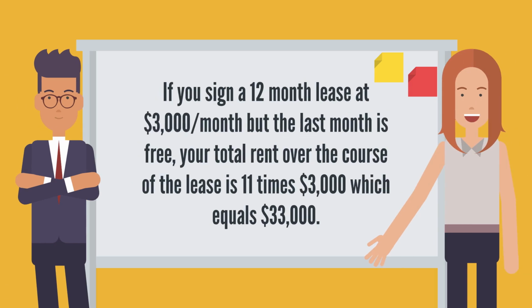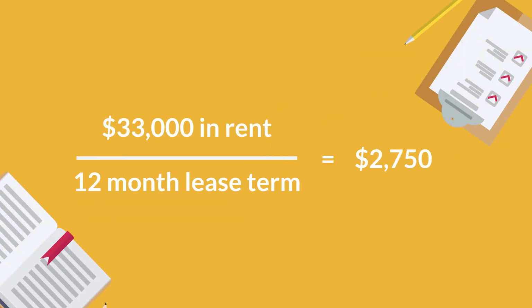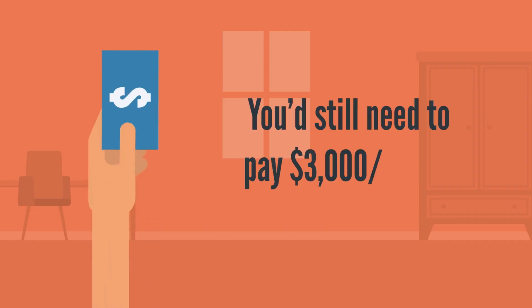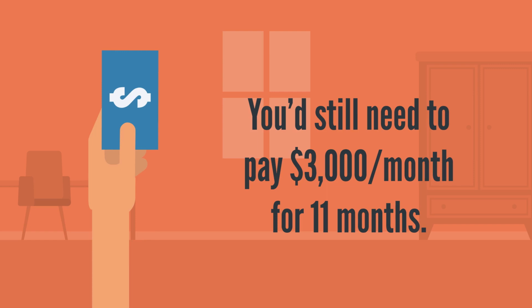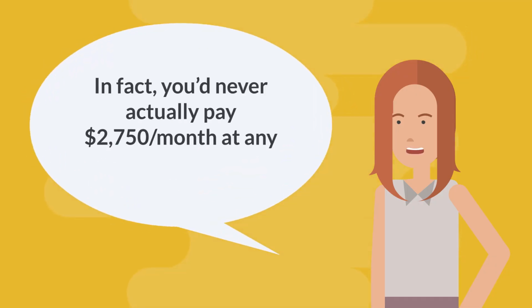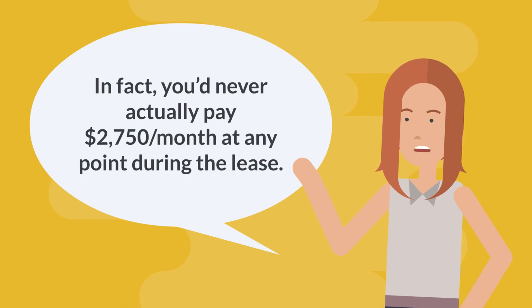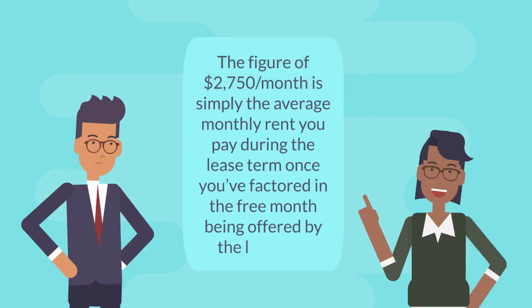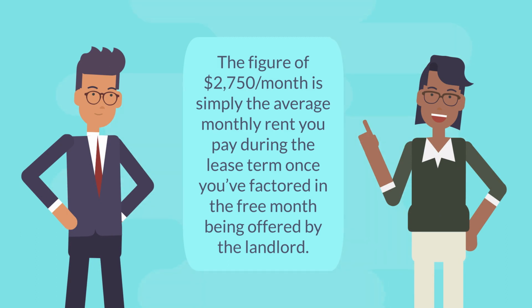How do I calculate gross rent from net effective rent? Here's an easy example. If you sign a 12-month lease at $3,000 a month, but the last month is free, your total rent over the course of the lease is 11 times $3,000, which equals $33,000. Dividing $33,000 in rent over the 12-month lease term gives you a net effective rent of $2,750. In this example, you'd still need to pay $3,000 a month for 11 months. In fact, you'd never actually pay $2,750 a month at any point during the lease. The figure of $2,750 a month is simply the average monthly rent you pay during the lease term once you've factored in the free month being offered by the landlord.